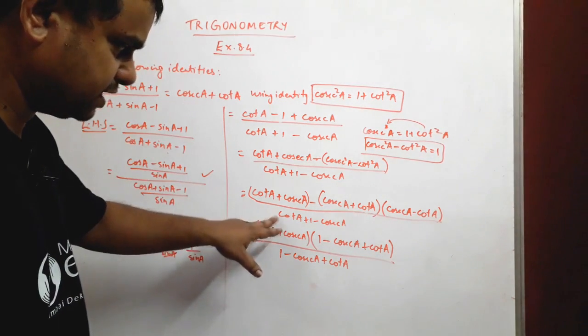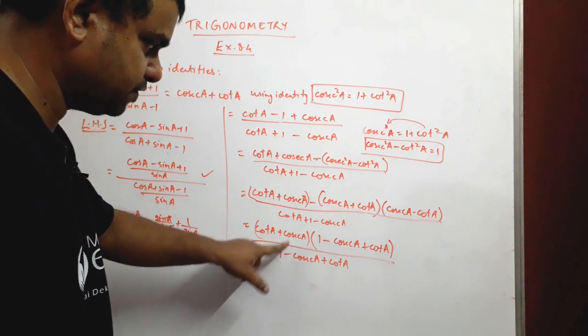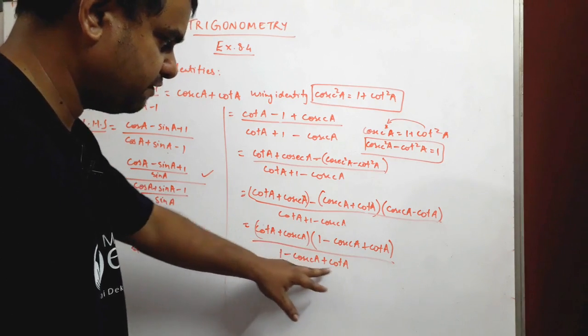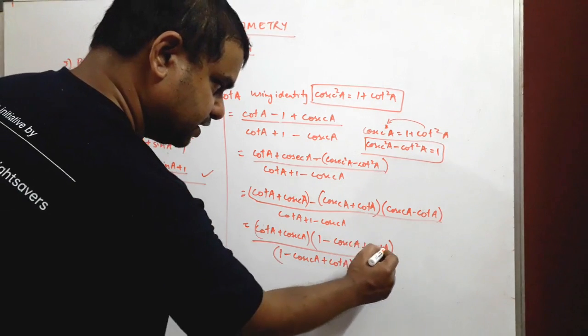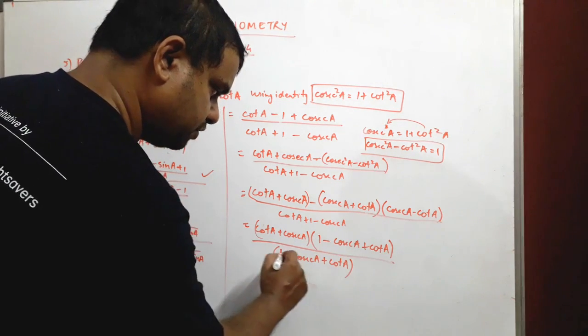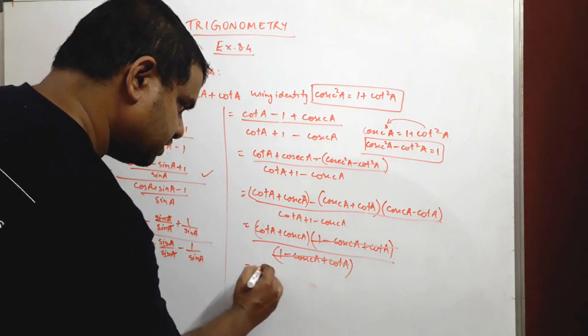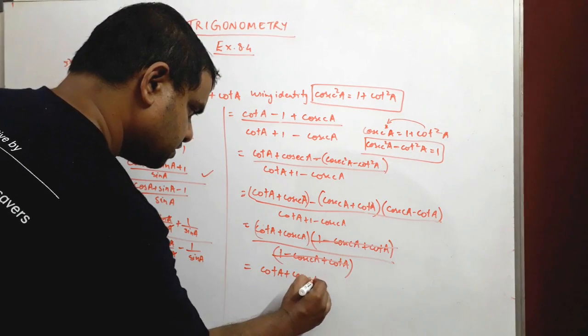Okay. This and this, the numerator is the same, I've just rearranged it. I wrote 1 over here, minus cosec over here, and cot a over here. Why have I done that? Because if you have a look, this and this particular term in the numerator can now cancel out each other, and we are left with then cot a plus cosec a.